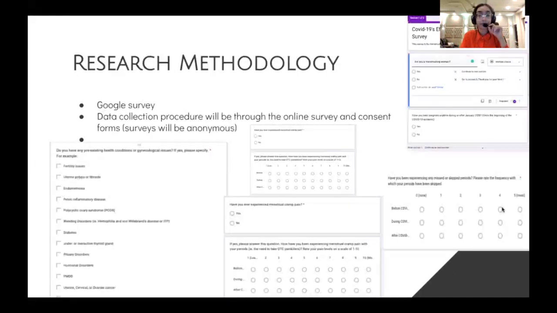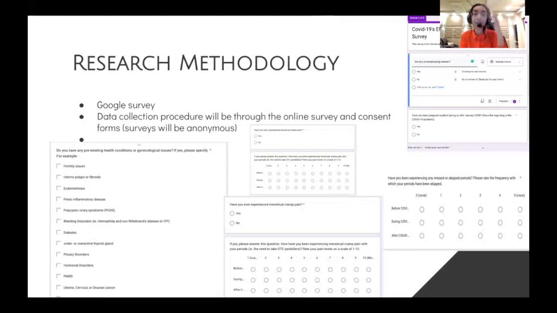Now, the research methodology I'll be using is a Google survey. I'll be surveying using the survey online. Here are just a couple of my sample questions. It will be an online survey with consent forms given and will of course be anonymous.